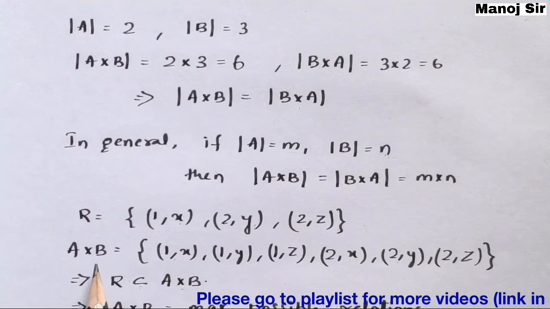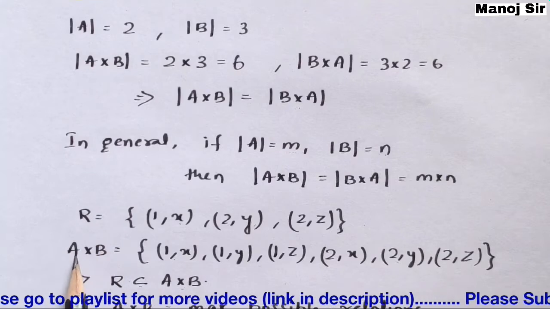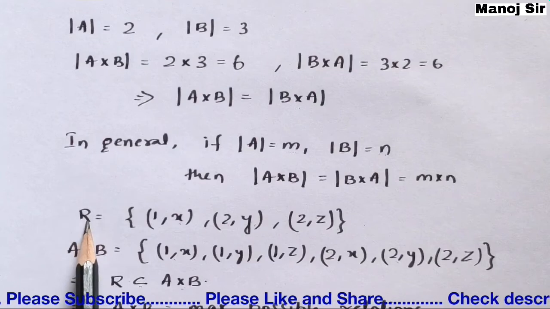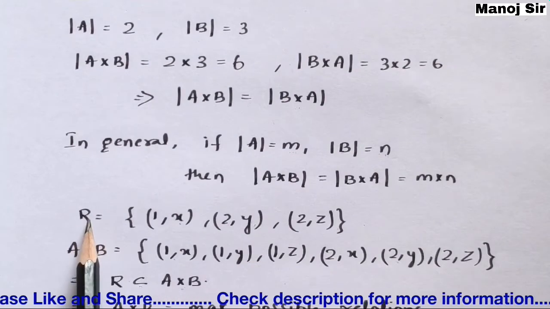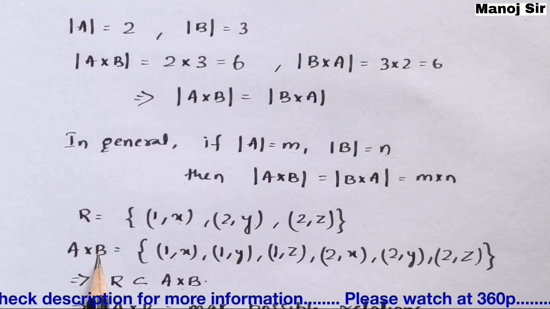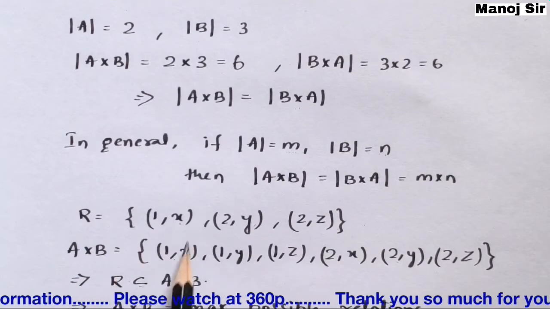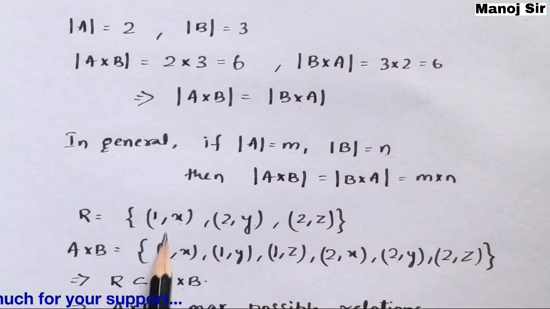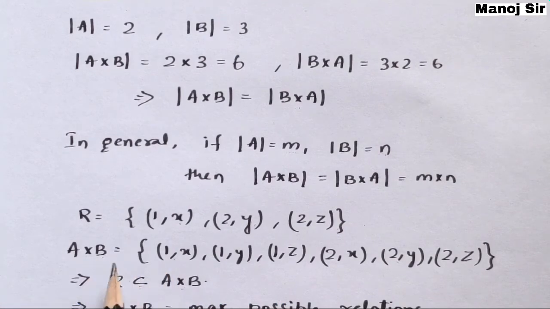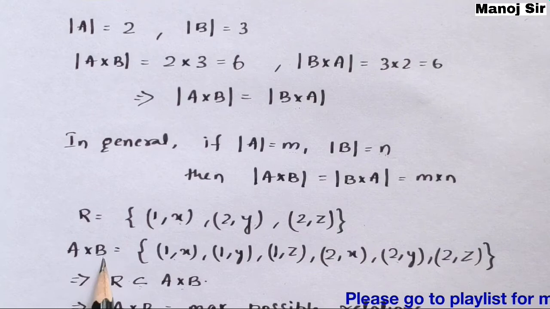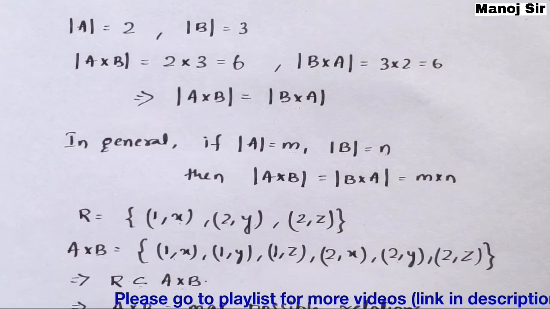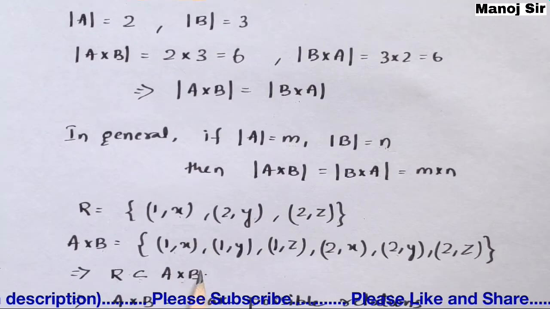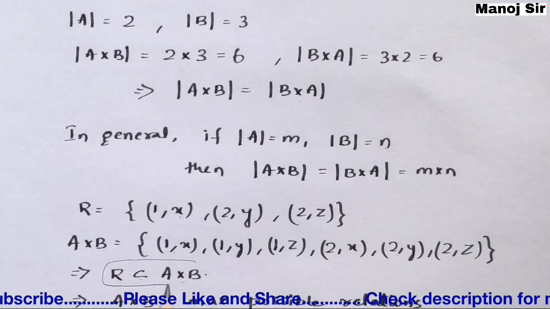The cardinal number for A cross B is always greater than or equal to the cardinal number for the relation. The cardinal number for this relation cannot be greater than the cardinal number for A cross B. There are certain elements that are common between this relation over two sets A and B and A cross B, but there are certain extra elements in A cross B if you compare that with R. So here we get one thing, that is R is a subset of A cross B. This is very important.